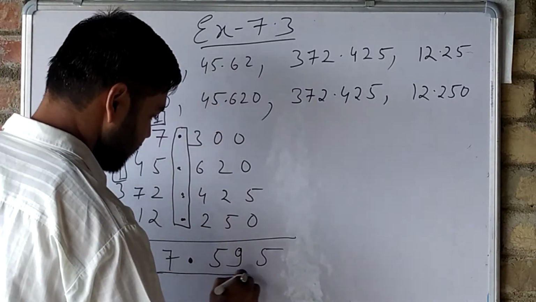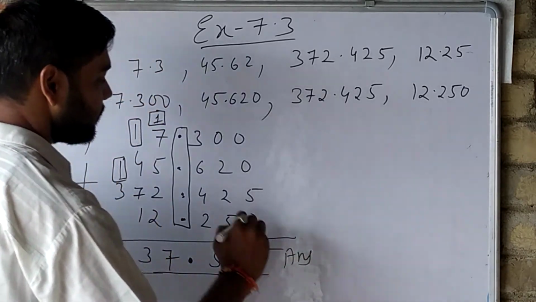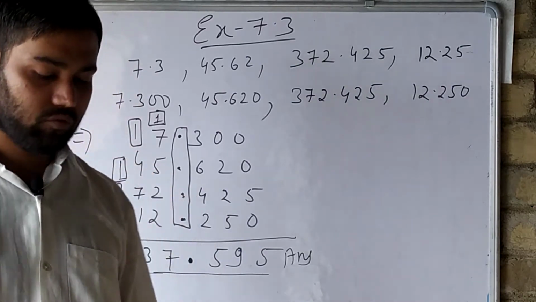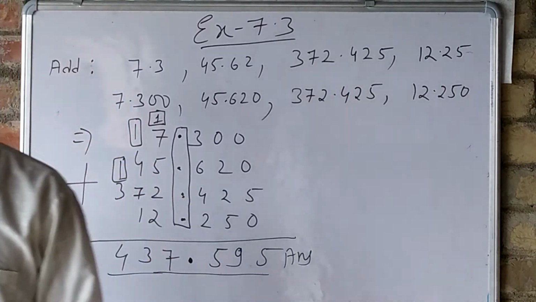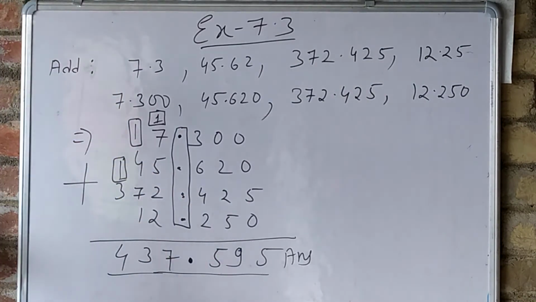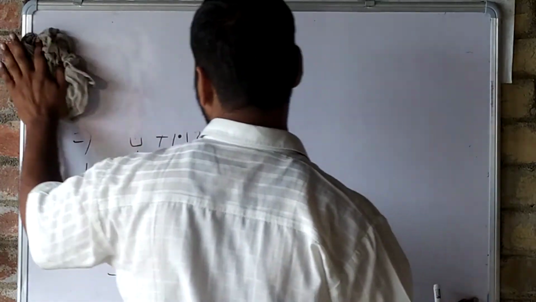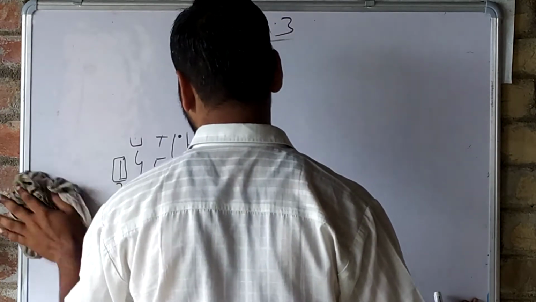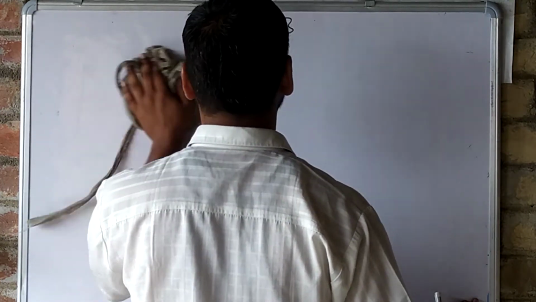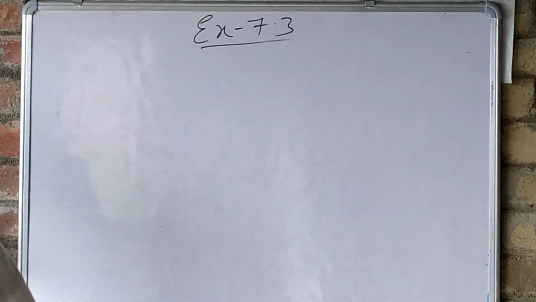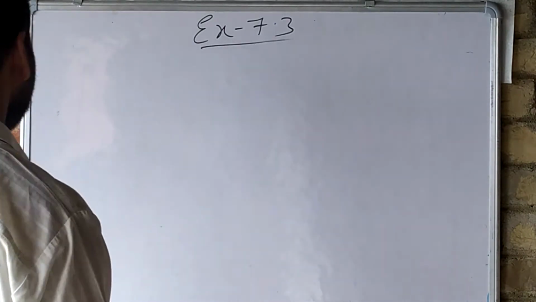Okay, so this is the answer. This is the way of addition of values given in decimal form. Okay, so it is very easy. All we have to do is convert the decimals first into like decimals, then arrange them in such a way that all the decimal points lie in the same line, and then simply add.